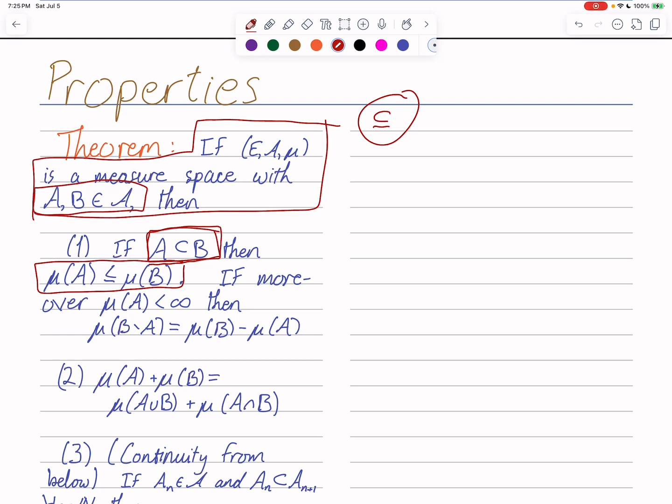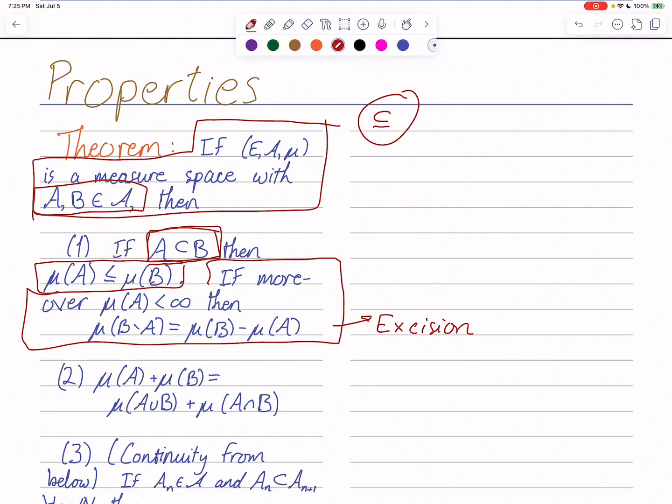Anyway, if A is a subset of B, then the measure of A is less than or equal to the measure of B. I think that's a very intuitive claim. If, moreover, the measure of A is finite, because after all, these measures can all be infinity, then we get this property. Actually, it's nice to know the names of things whenever possible. And I believe this is called excision. I think I've spelled it correctly, although I'm not perfectly sure. But in any case, this is called excision.